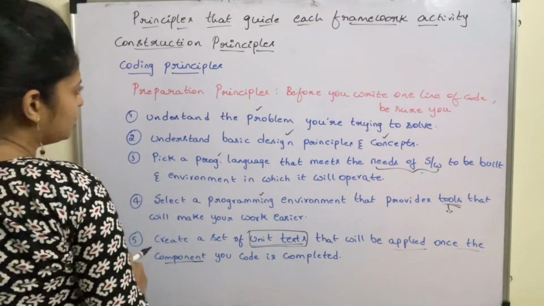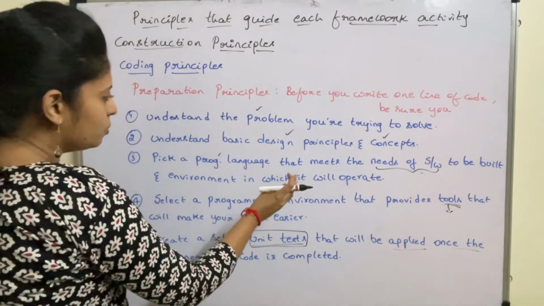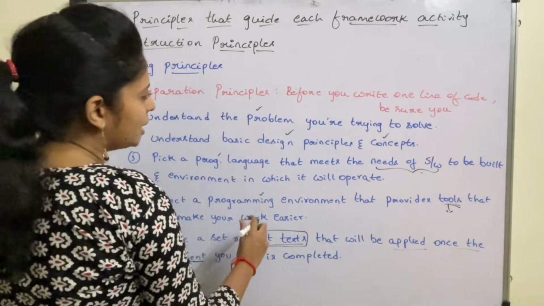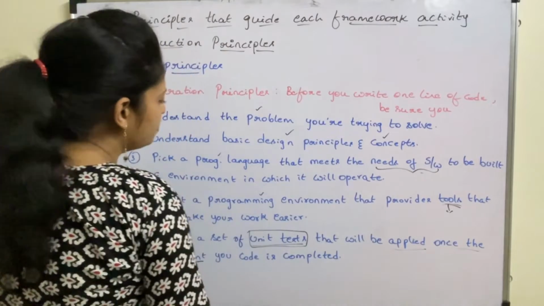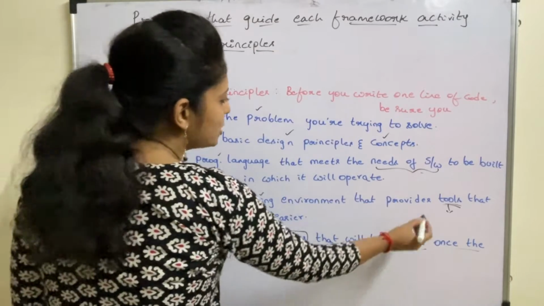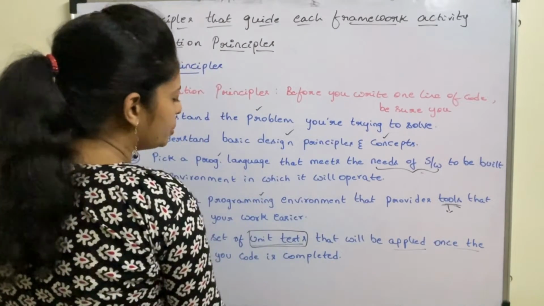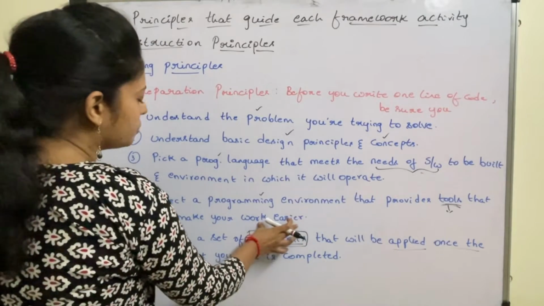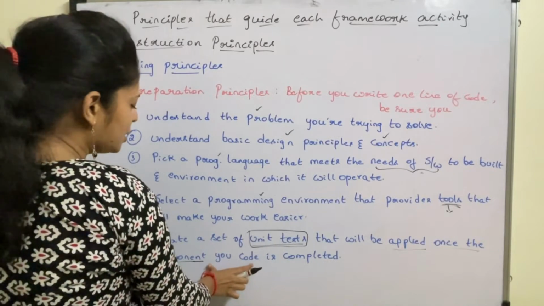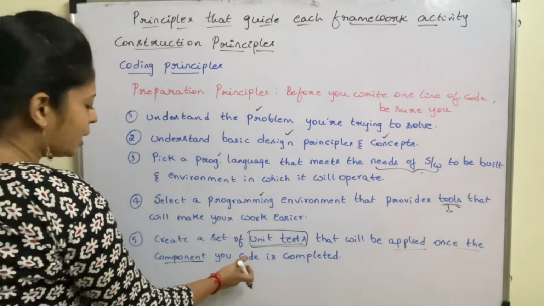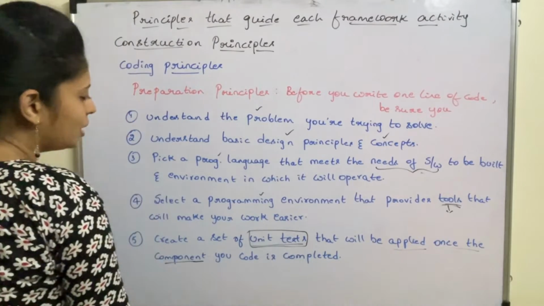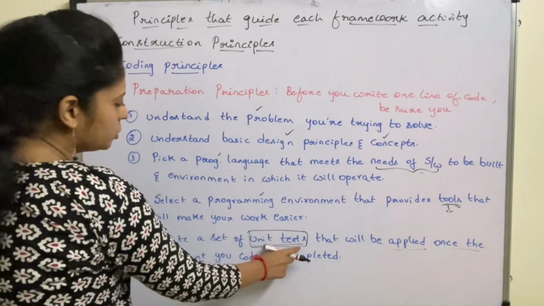So these are the preparation principles. Understand the problem well, understand the design principles and concepts. Then the programming language should be selected in such a way that it meets the needs of the software. Also the programming environment should provide a set of tools, because these tools will help the developer to develop the software easily. And once we are done with the coding for one component, unit testing should be applied on that component. So create a set of unit tests.